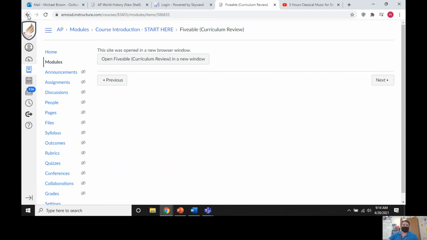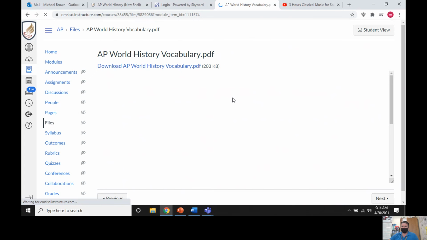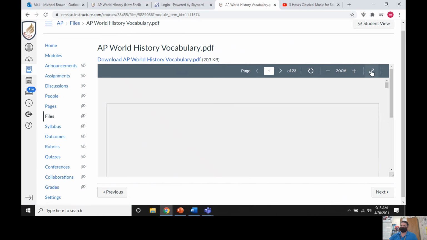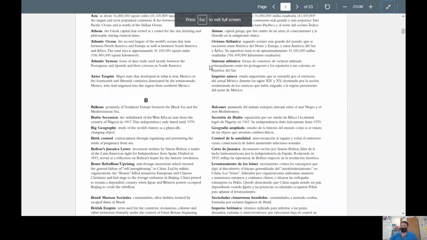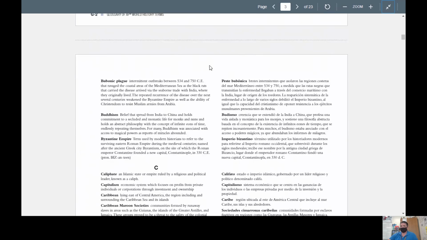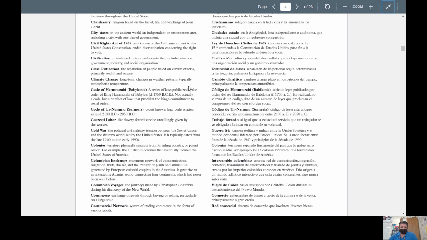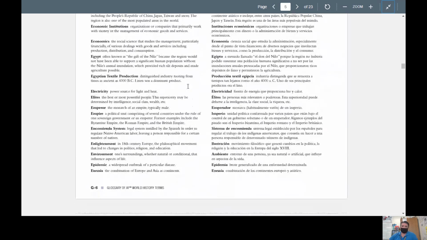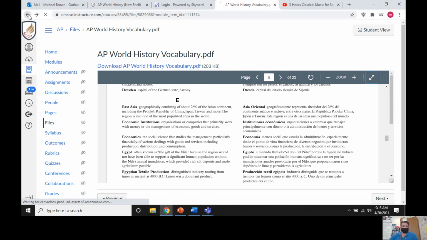So again, those are just some resources. Also included is an AP World History vocab document, which is okay. It's a little bit older. It's actually from our older curriculum, but that doesn't mean it's bad. It just means it includes a lot of stuff that you don't necessarily need, but it still has the majority of what you need. Again, it's got it in English, it's got it in Spanish. Something definitely worth checking out at some point if you have a chance.